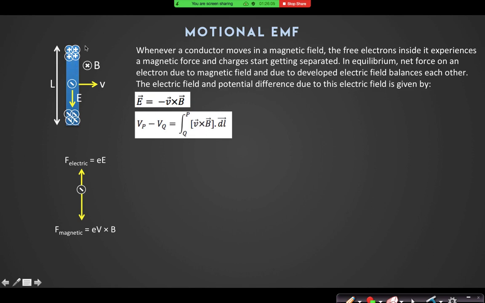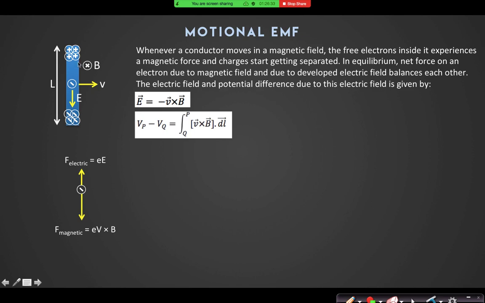Yes, sir. So can I write the magnitude of this electric field as given by this? Sir, why have you put minus there? It will be only v cross B. No, I have put the vector. What is the direction of the electric field? Is it opposite to the v cross B vector or not? Okay, sir. So that is why I have put the electric field vector equal to minus v cross B.